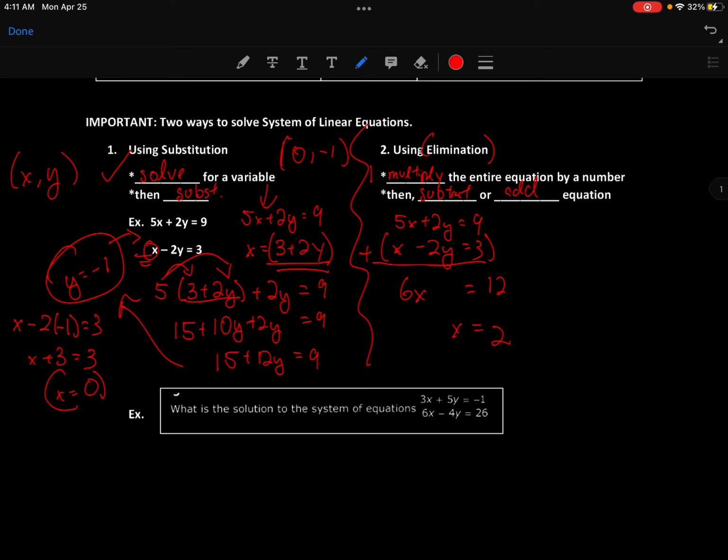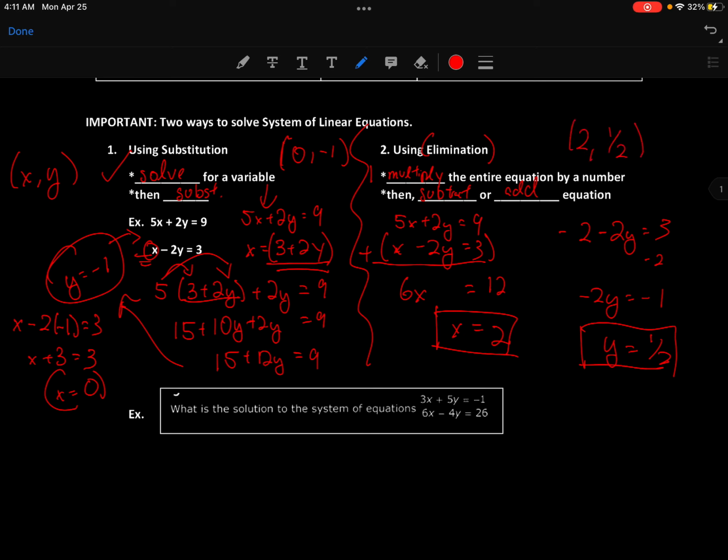Then you can solve for y. So you have 2 minus 2y is equal to 3. Subtract 2 from both sides, you're left with negative 2y is equal to negative 1. Therefore, y is equal to 1/2. Boom, and we are done. The answer for this one is (2, 1/2). I know it's different from here. I don't know what I did, just assume I did something wrong.